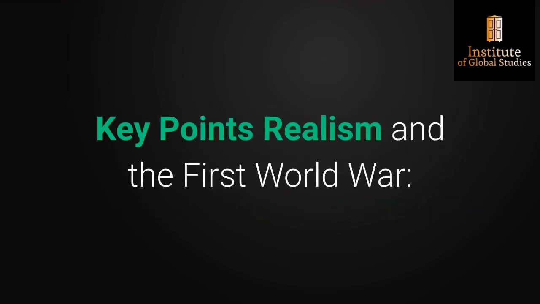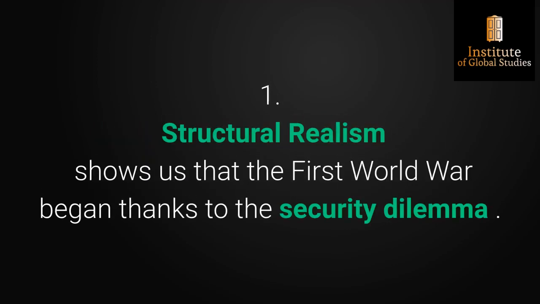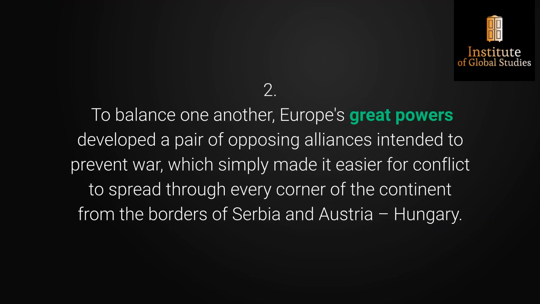Key points: Realism and the First World War. 1. Structural realism shows us that the First World War began thanks to the security dilemma. 2. To balance one another, Europe's great powers developed a pair of opposing alliances intended to prevent war, which simply made it easier for conflict to spread through every corner of the continent from the borders of Serbia and Austria-Hungary.